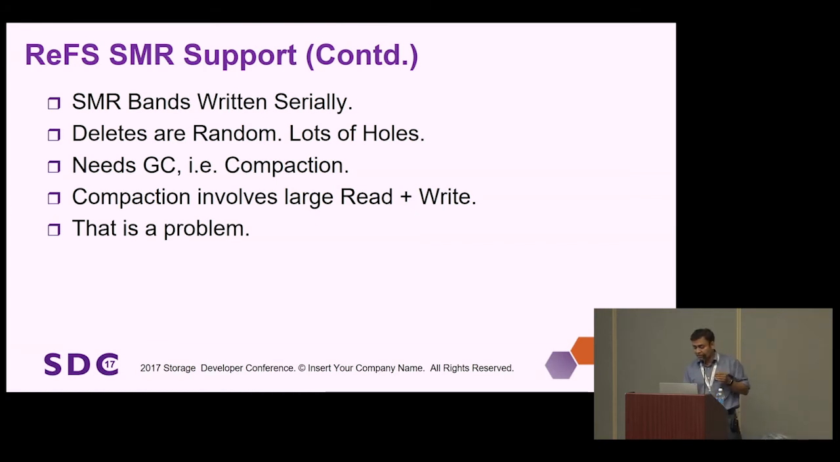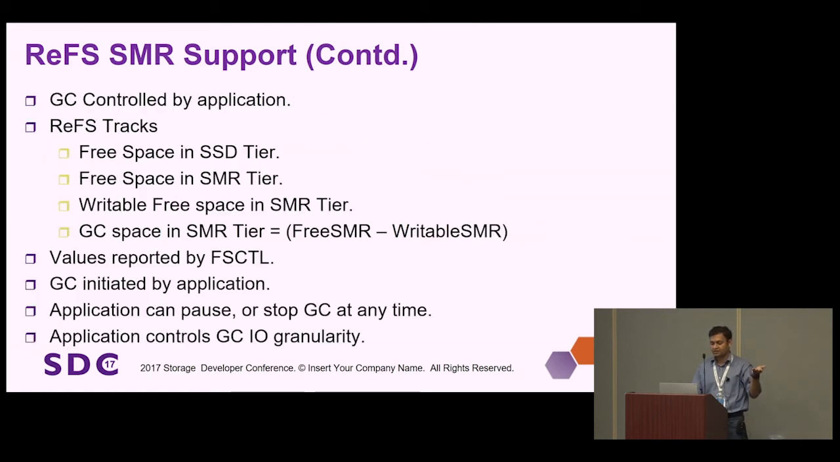So to solve the problem, we essentially let the application drive when to do the garbage collection. This is the way it works. At any point of time, we know how much free space we have in the SSD tier and the SMR tier, and how much of our SMR tier actually requires garbage collection. All of that information is available to the application through a file system control call. When the application knows that, okay, I have some amount of time where I won't be using the disk, it will call us through another separate FSCTL to start garbage collecting. The garbage collection will continue until there is nothing to garbage collect, or the application tells us to stop. So we have to honor that.